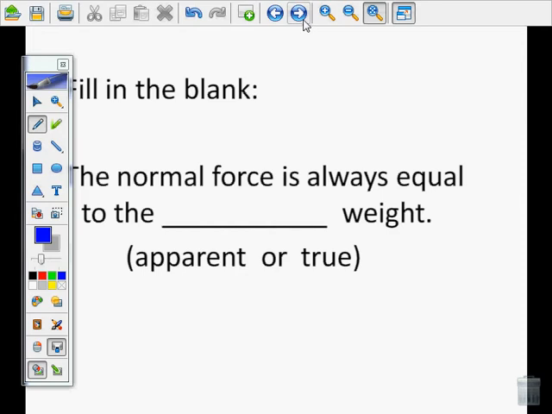Fill in the blank. The normal force is always equal to the blank weight. And only one of those words can correctly be placed on the line. Ricky? The apparent weight.